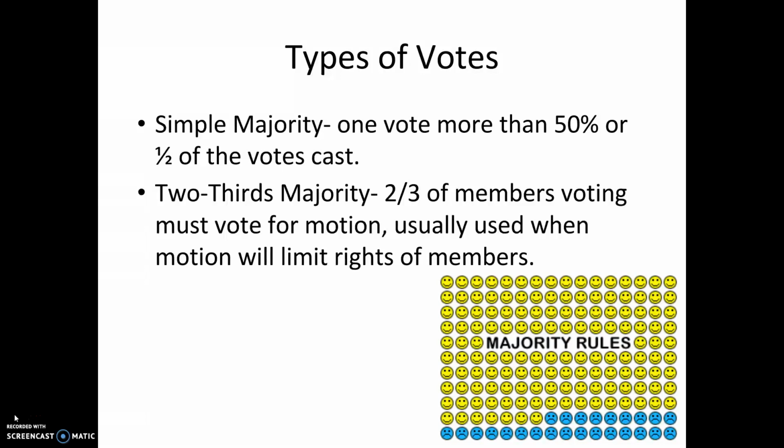Usually this is used when a motion will limit the rights of members in some way, shape, or form. So for example, one of the parliamentary abilities that we'll talk about in the next video is suspending the rules. If you're going to throw the rule book out the window, you're probably going to impact your membership. So if you do that, you have to make sure that you have a 2/3 majority so that you have an even bigger majority of people agreeing to throw the rule book out the window, if that makes sense.